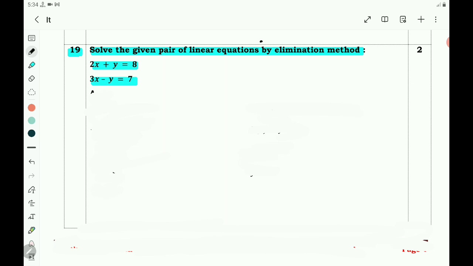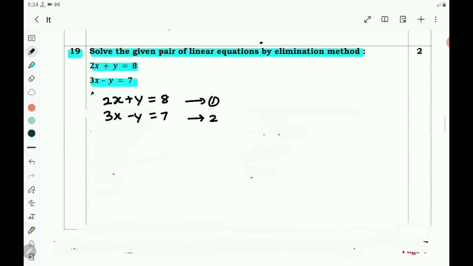So, you take the equation as it is. 2x plus y equals 8 and 3x minus y equals 7. This is the first equation and this is the second equation. Here we have to solve it by elimination method, means we have to eliminate any one of the variables. To eliminate the variable, we have to see the coefficients of each variable.